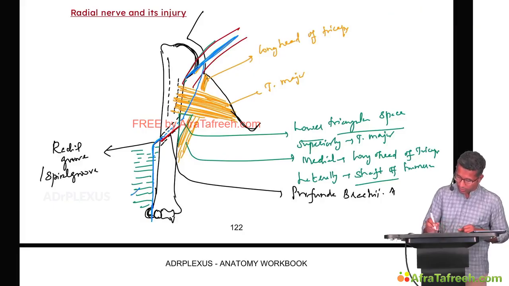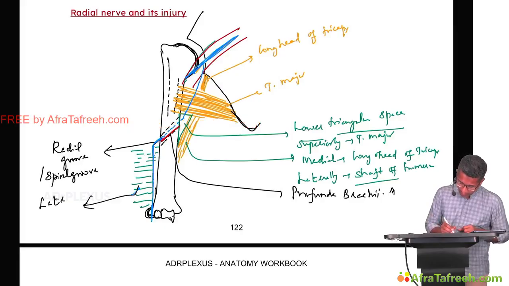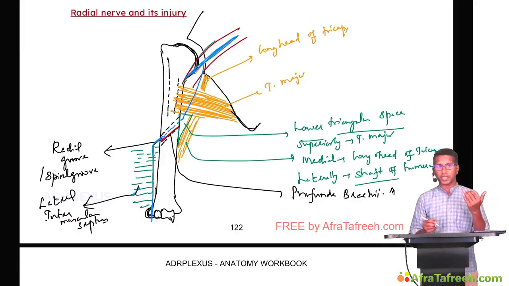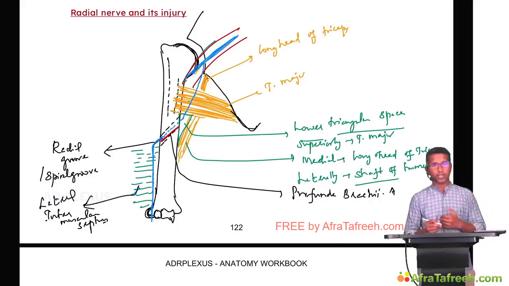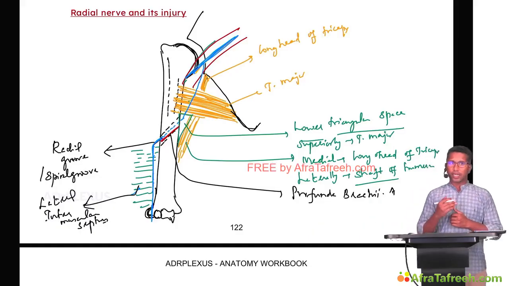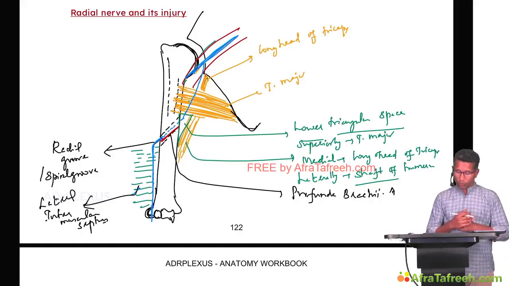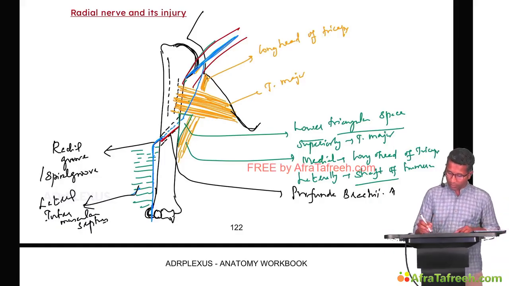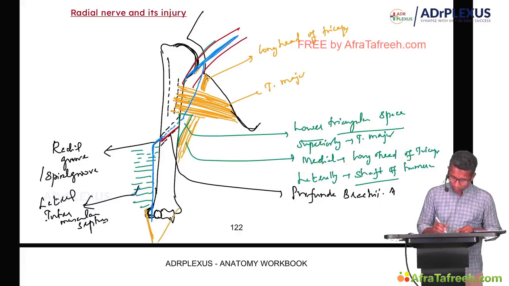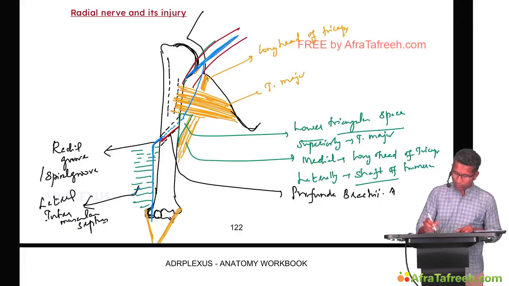This is called the lateral intramuscular septum. The radial nerve, after piercing the lateral intramuscular septum, comes to the anterior aspect of the arm, and it runs in front of the lateral condyle of the distal humerus. I hope you know that there is a fossa which is formed here. The fossa which is formed here is called the cubital fossa.